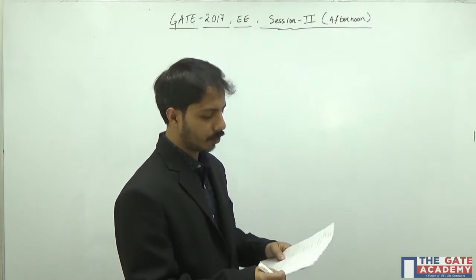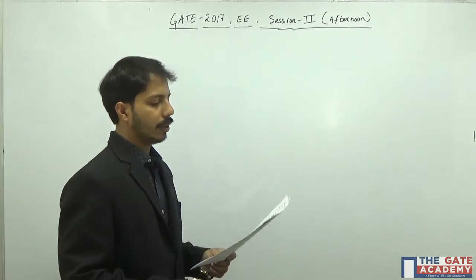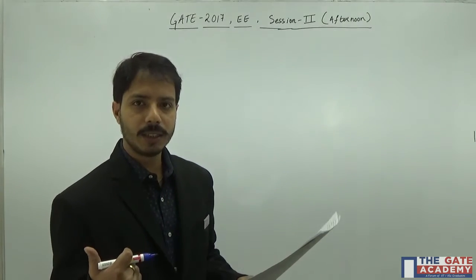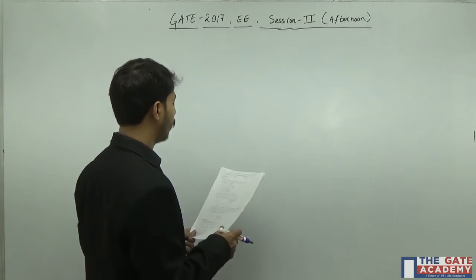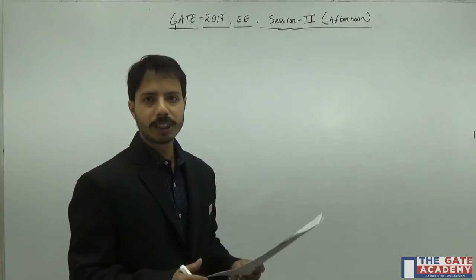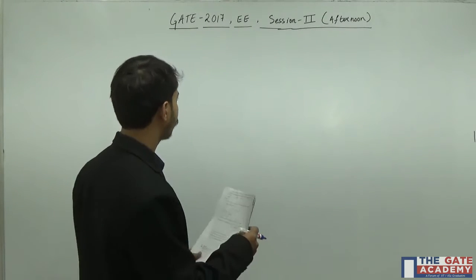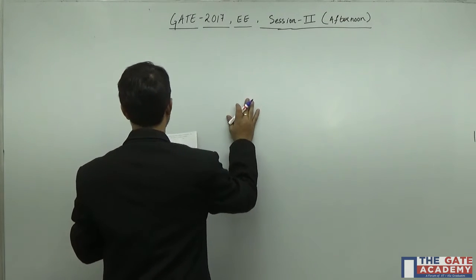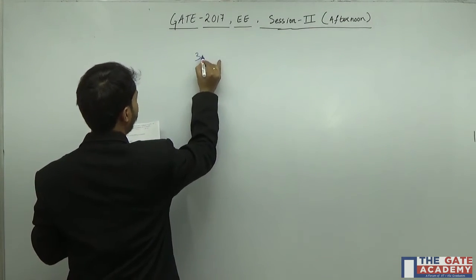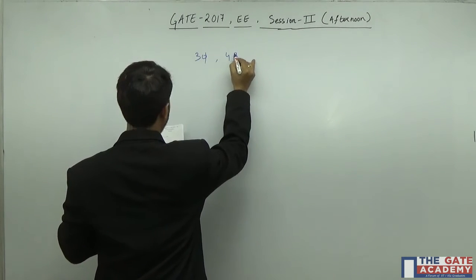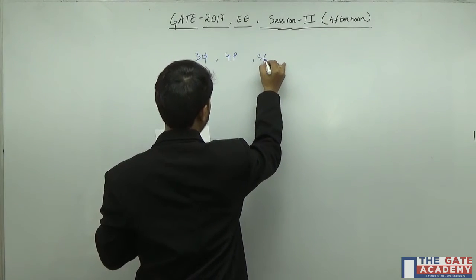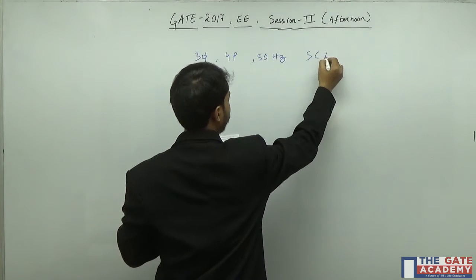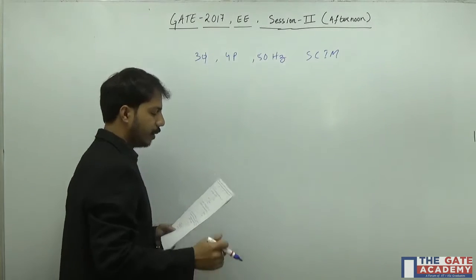That means we need to find out the speed of the rotor with respect to a stationary object or stationary observer, or we can say with respect to the stator, anything. Now let us see what data is given. It's a three-phase, four-pole, 50 hertz squirrel cage induction motor. This is an easy question.